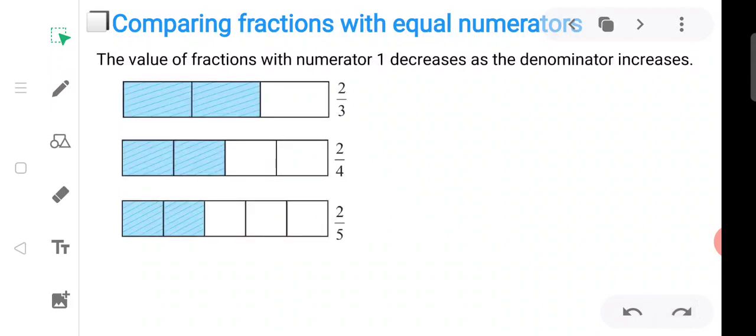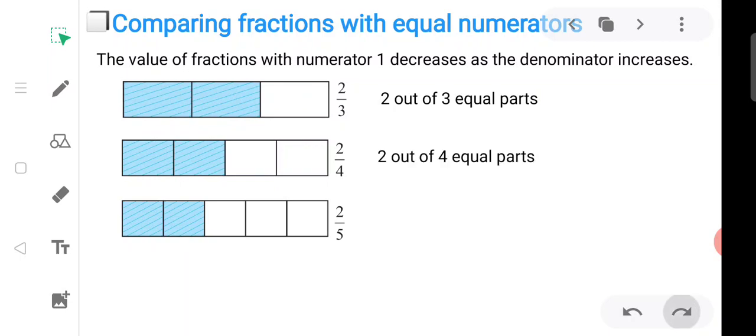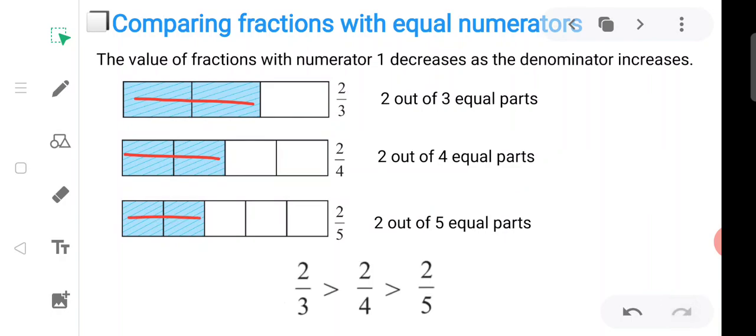Look here. See here, in the first one, 2 out of 3 equal parts are colored. In the second one, 2 out of 4 equal parts are colored. In the third one, 2 out of 5 equal parts are colored. You can clearly see that this region is bigger than this and this is bigger than this. That means 2 upon 3 is greater than 2 upon 4, which is greater than 2 upon 5.